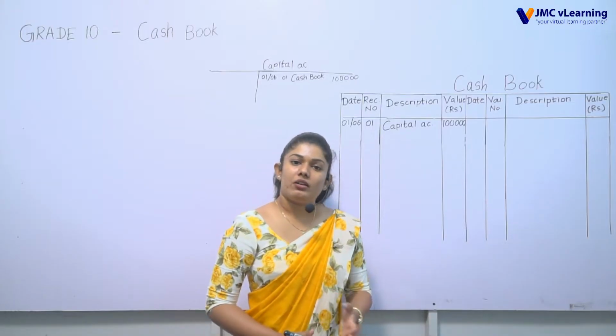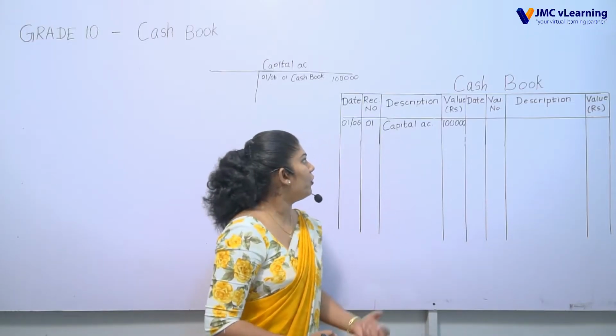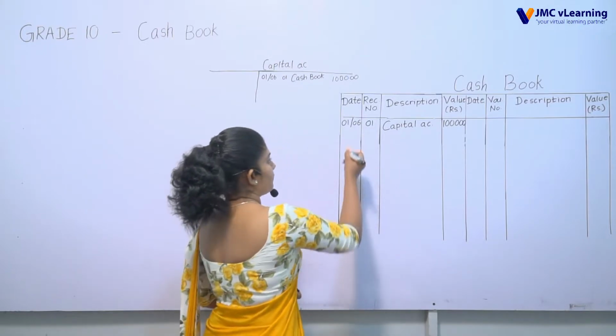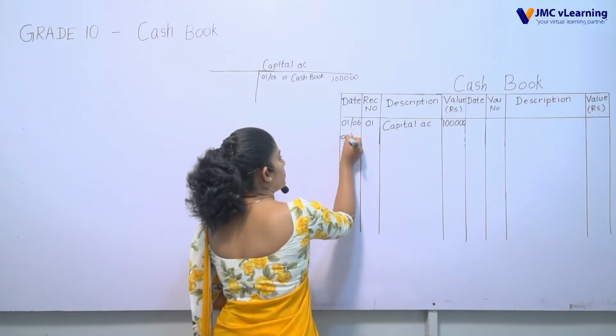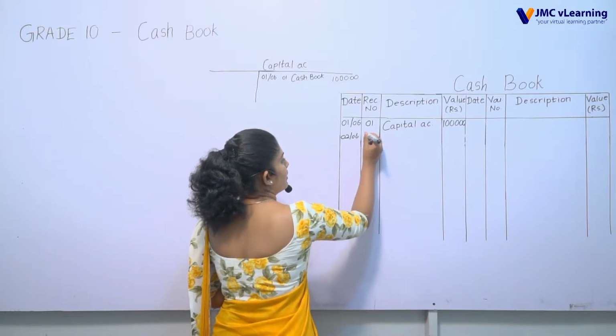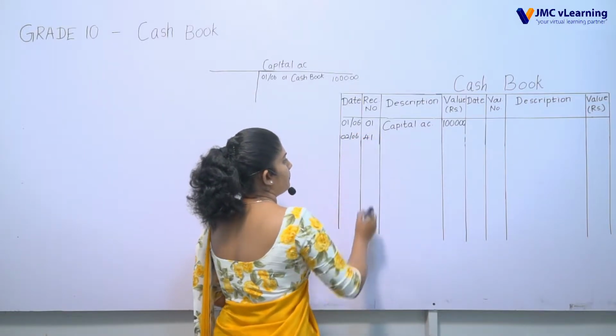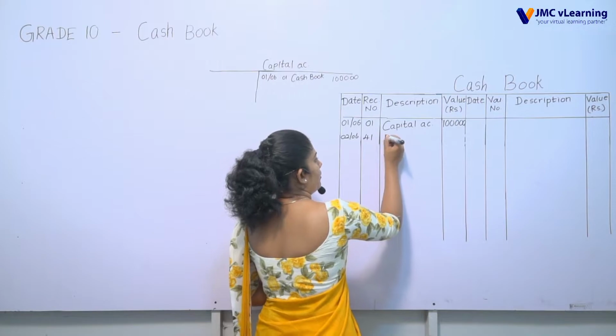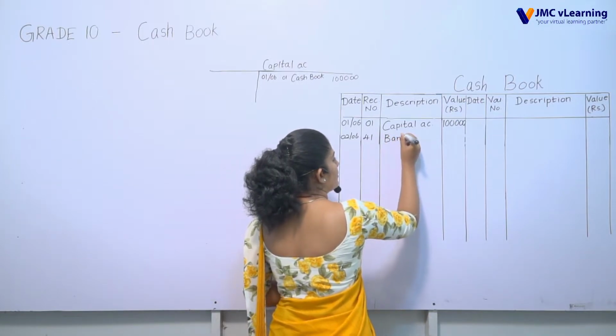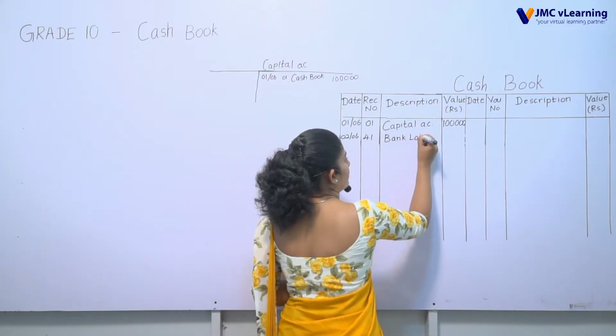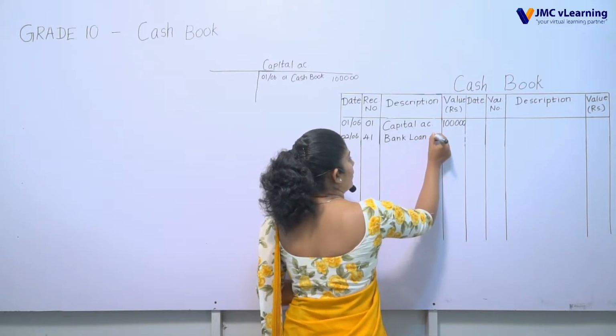When obtaining a bank loan, we receive cash. Therefore, credit side, 2nd of June, receipt number 41, bank loan account.